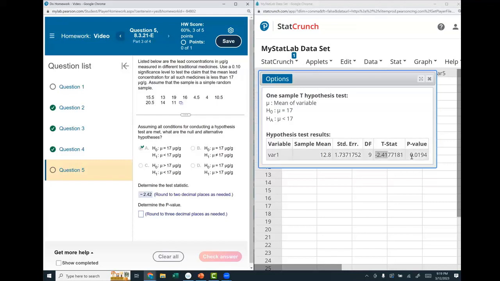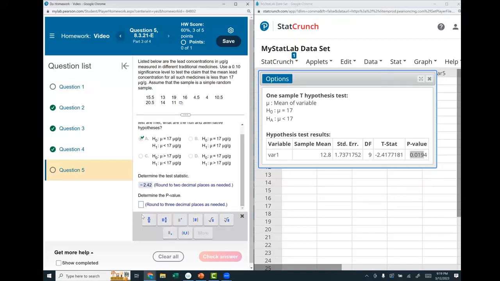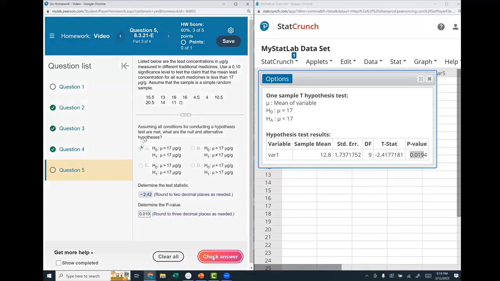Determine the p-value. It's right here. To 3 decimal places. 1, 2, 3. The number after that is a 4. I do not round up. I just leave it alone. Check.